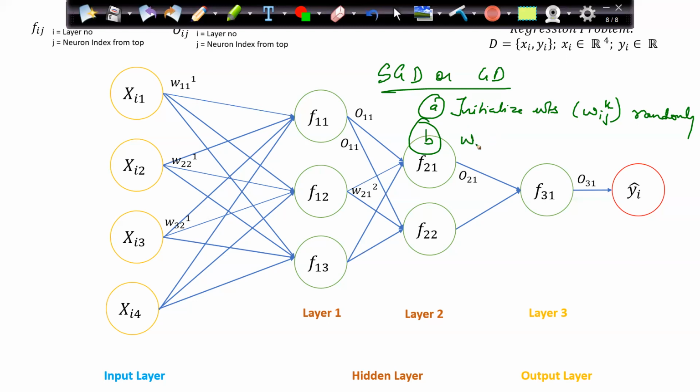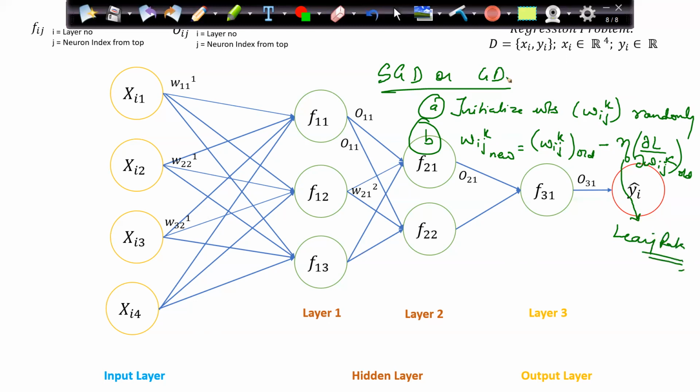So my new weight will be Wij k new is equal to Wij k old minus learning rate times dou L by dou Wij k. This was for the old weight, and I have this learning rate with me. So that is the whole concept which we are going to apply.